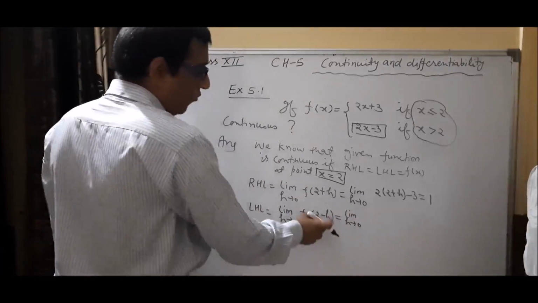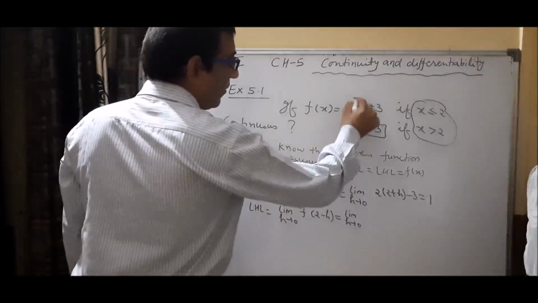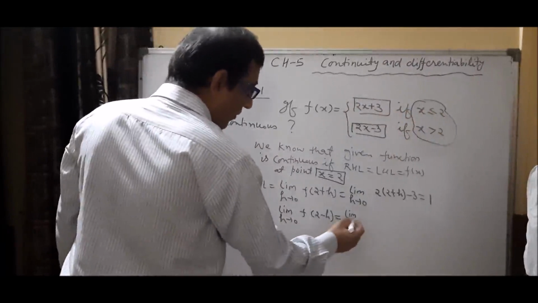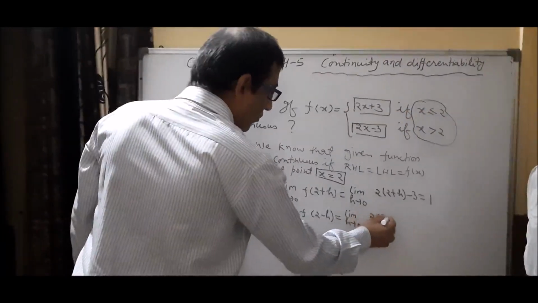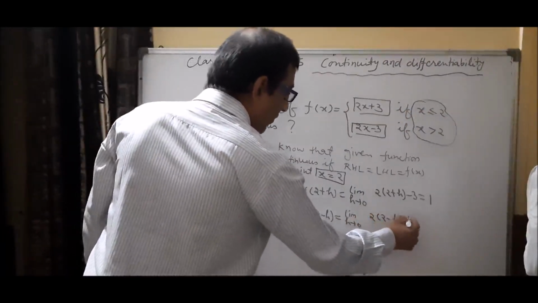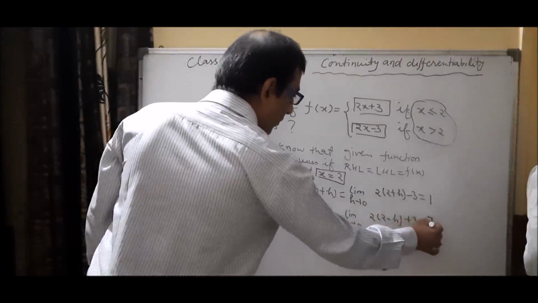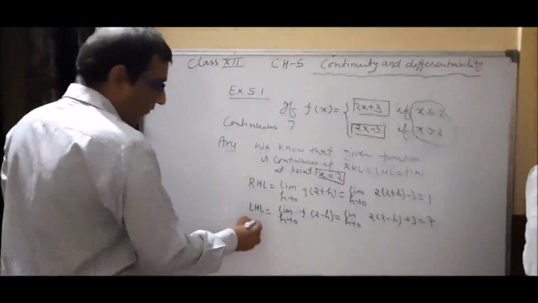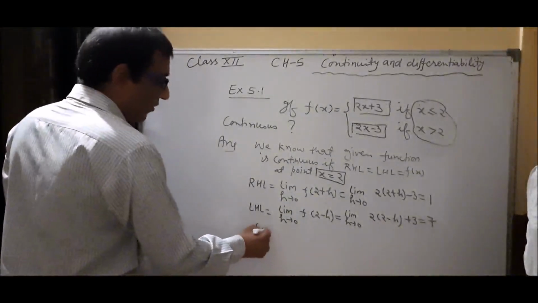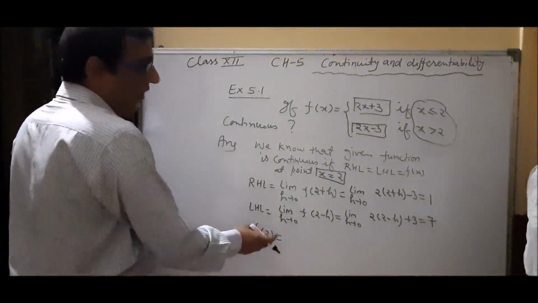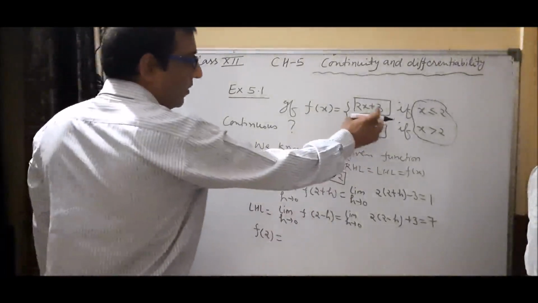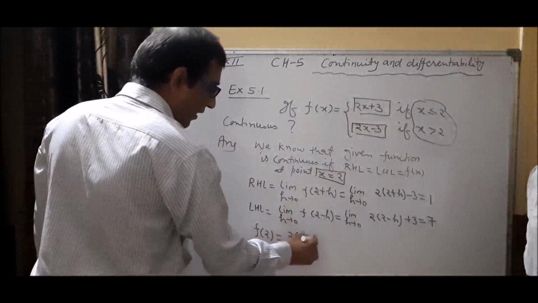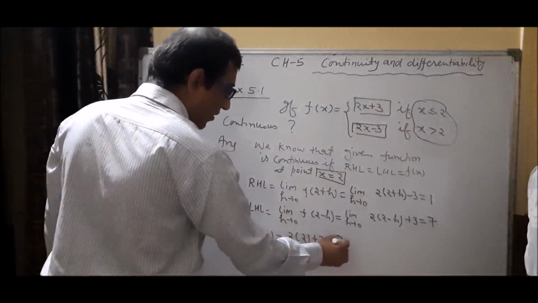Now we will continue with LHL, limit h approaches to 0 f(2 minus h). 2 minus h means we will go with the first function, because here the value of x is less than 2, so we will write here 2 minus h plus 3, so it becomes 7 when we solve it, because the value of h is equals to 0. Now we will continue with f(2). f(2) means the value of x is equals to 2 and it is only possible here, so we will put the value and we can say it becomes 7.